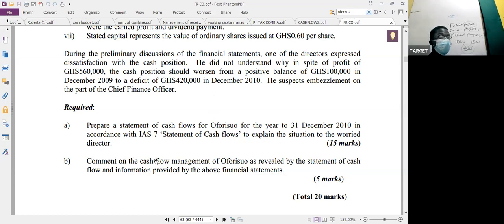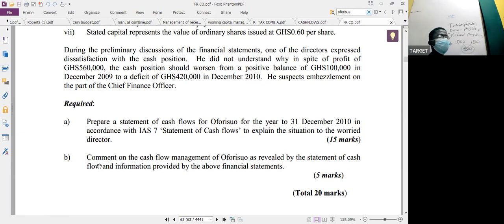B, comment on the cash flow management of Oforisua as revealed by the statement of cash flows and information provided above. Now let me explain this. Last sitting, the examiner did something funny. In Corporate Reporting, level 3, they were looking for ratios to calculate. There were no ratios. They gave the cash flow statement to analyze the company's financial statements using cash flow. Simple as that. This is what the examiner wanted here: comment on the management of cash flow.